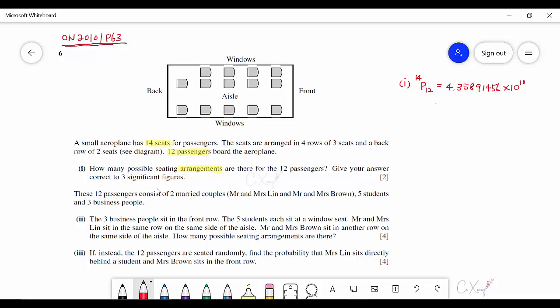Of course, you should correct it to three significant figures as mentioned in the question. So it will become 4.36 multiplied with 10 power 10. So this will be the answer for the first part.